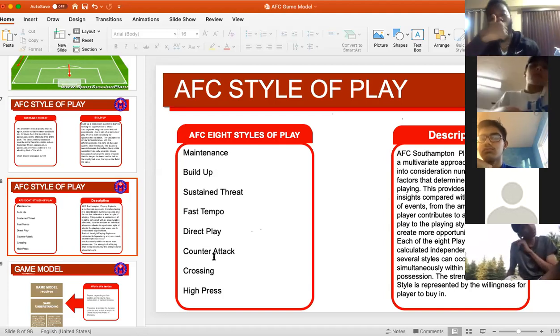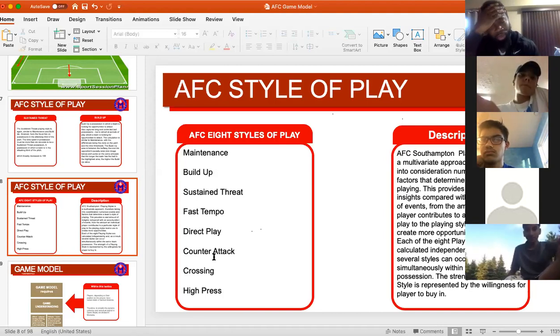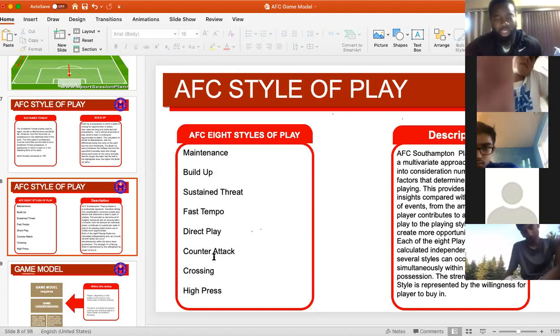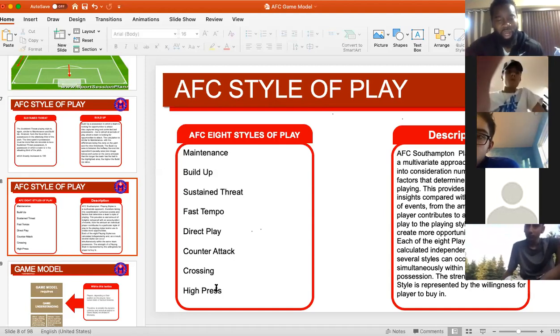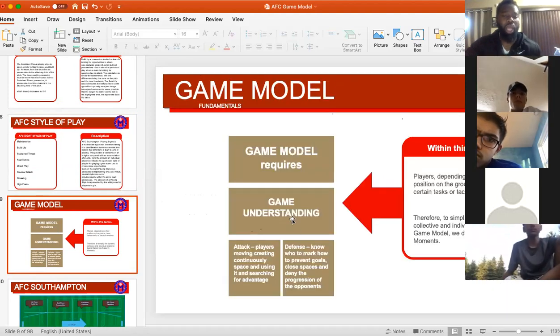Counter attack, when the goalkeeper catches the ball, he's going to run with the ball up the field, and then try to find someone up front and play to them, right? Crossing, we're going like this on the field, we're crossing like that across the field to confuse them, to take them away. And high press, we're playing at a very, very high press, so we're pressing high up the pitch, right?